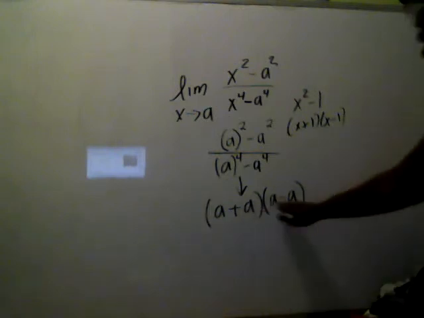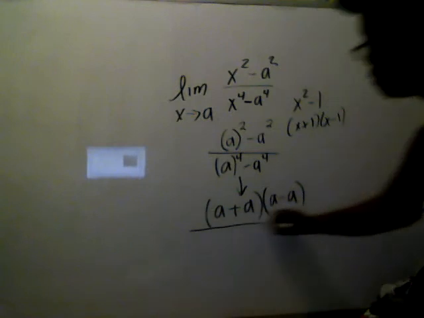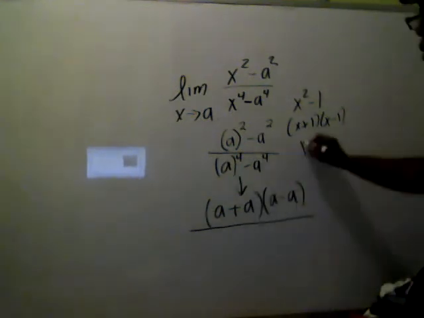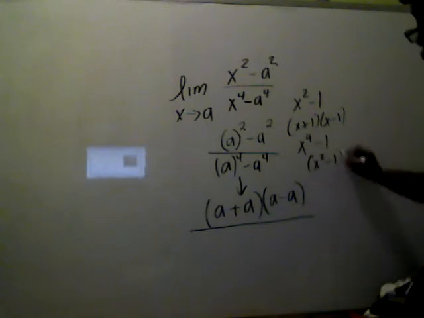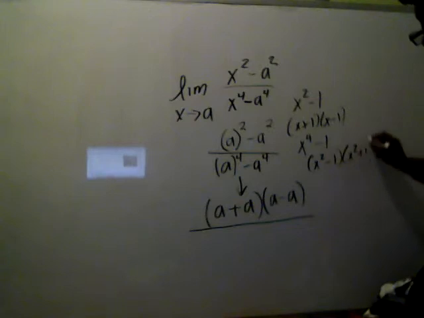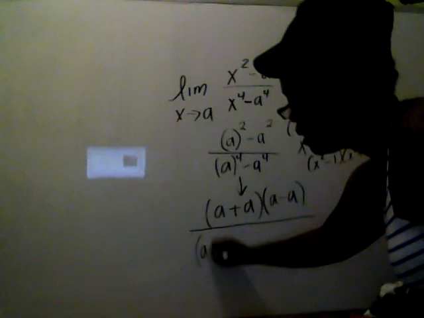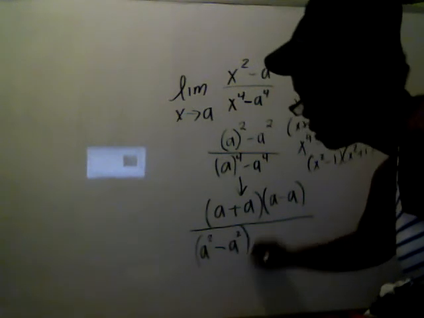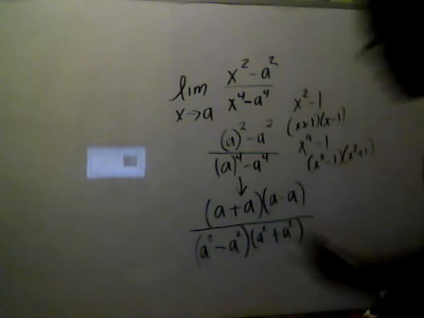But it'd be a plus a and a minus a, which again does look really awkward, but we'll keep it that way for a second. Divided by, now a to the 4th. If we think about x to the 4th minus 1, that's the same as saying x squared minus 1 times x squared plus 1. We can tackle this the same way. We're going to do a squared minus a squared and a squared plus a squared.